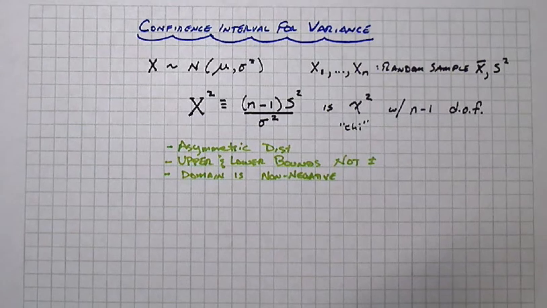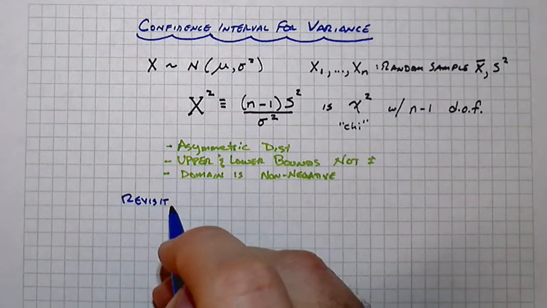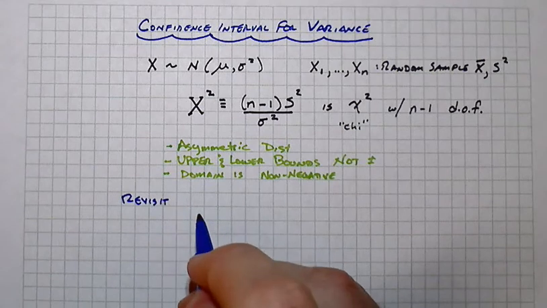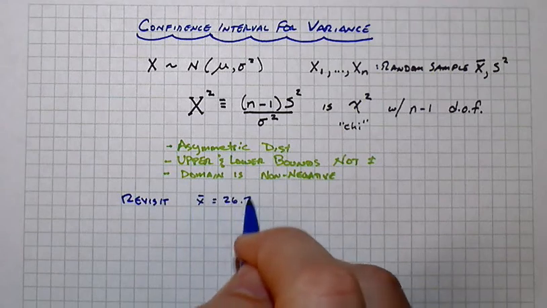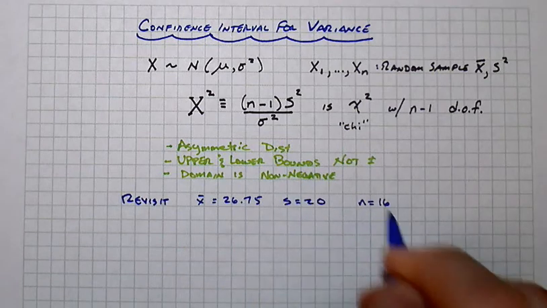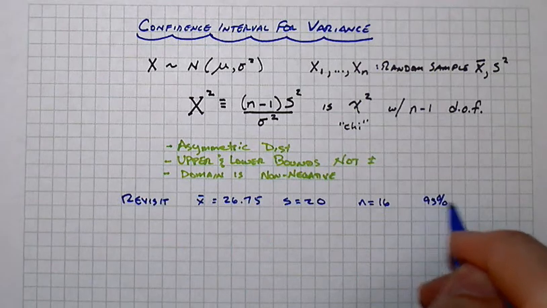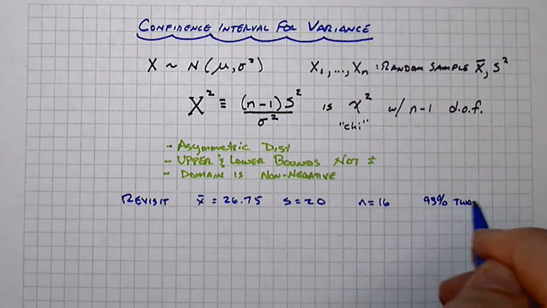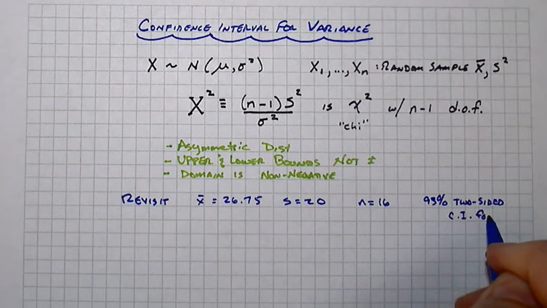So let's revisit our fatigue data and note that our sample mean was 26.75, our sample standard deviation was 20, and we had 16 data points, right? And we're going to go after a 95% two-sided confidence interval for our variance.